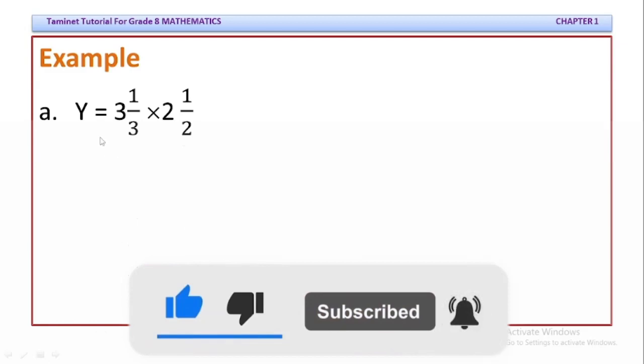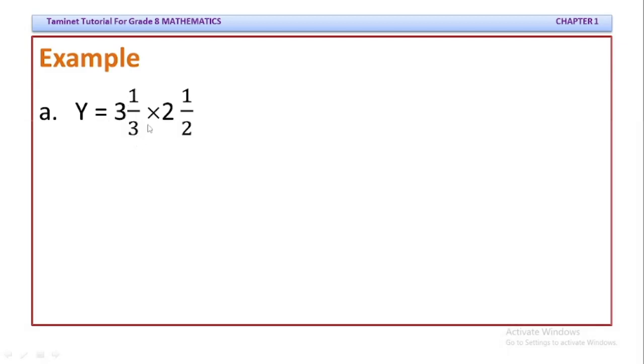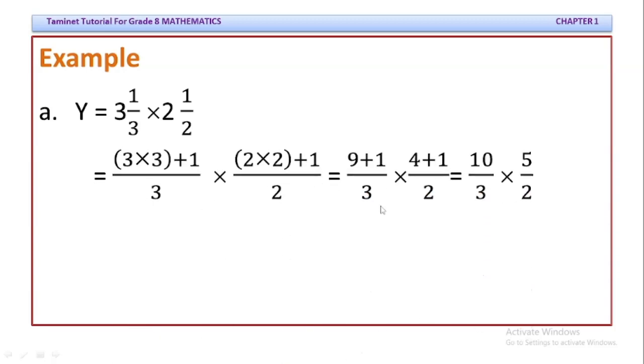For example, if y is equal to 3 and 1/3 times 2 and 1/2. Now the two factors are mixed numbers. So according to our discussion, first try to change the mixed number into an improper fraction. So 3 times 3 is 9, plus 1 is 10/3. The second one is 2 times 2 is 4, plus 1 is 5/2. An equivalent improper fraction for 3 and 1/3 is 10/3.